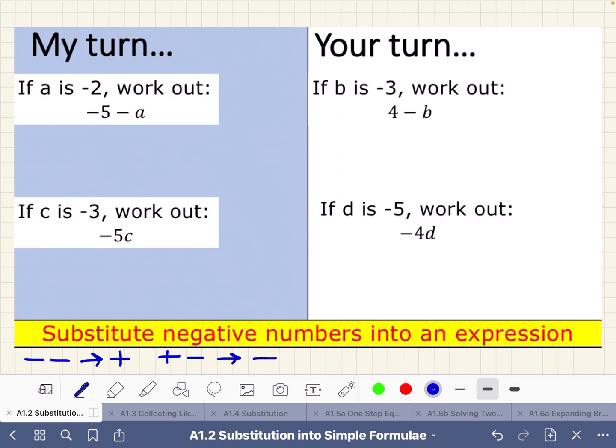If A is minus 2, work out minus 5 minus A. We need to be very careful and write it down exactly what we've got. So that means we have minus 5 and we were looking to subtract whatever A is. In this case, A is minus 2.